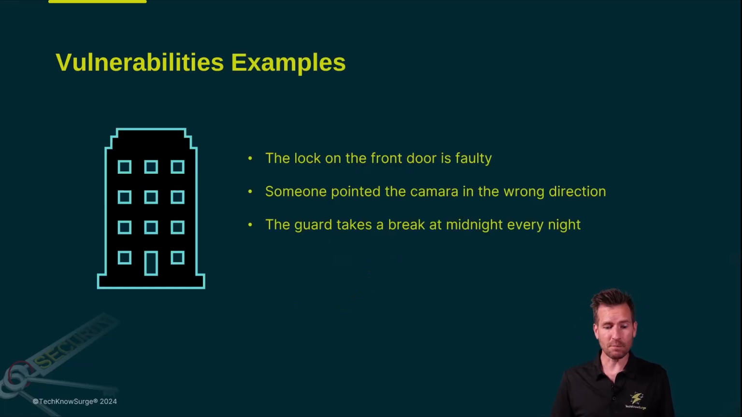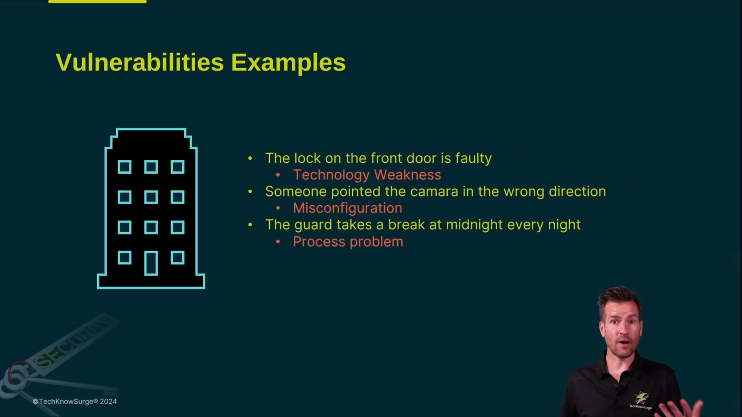So here are some examples of vulnerabilities. Maybe the lock on the front door is faulty, and so I'm easily able to pick it or break it, or perhaps it doesn't even function at all. Or maybe there's a camera on the front door, but it's pointed in the wrong direction, so it's completely useless. Or perhaps there's a guard, and normally I wouldn't say this is a good entry point to break into. However, I know that they take a break for half an hour at midnight every single day. And since I know that routine, I'm able to leverage that to get through the door during that time.